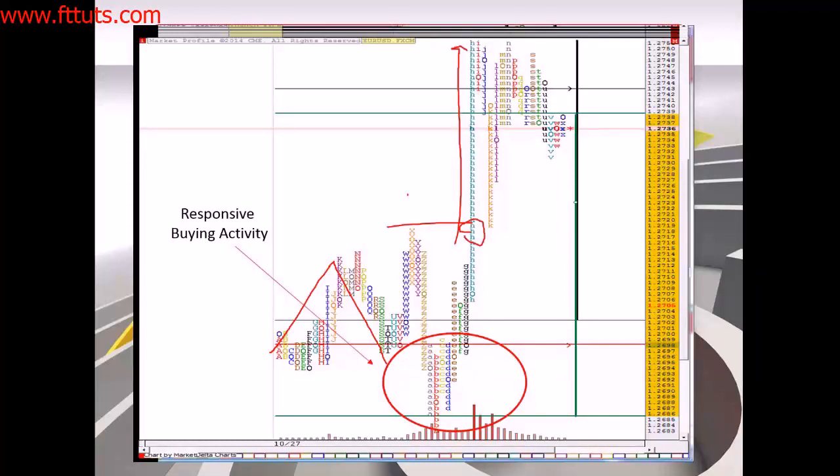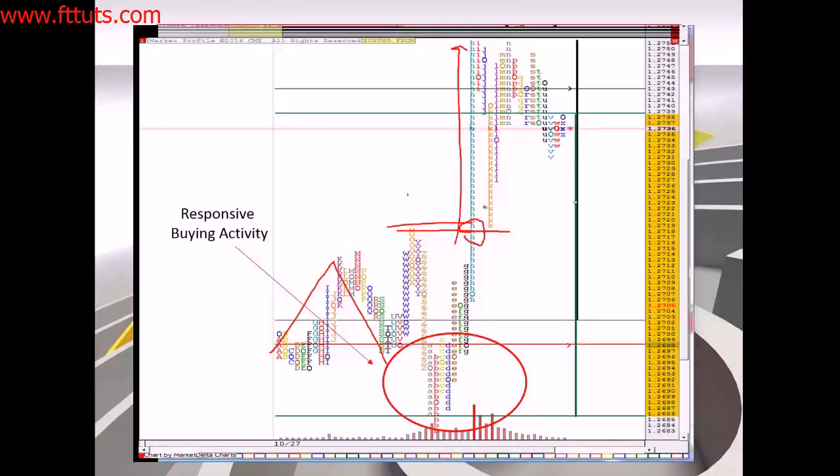Notice the level right there. See that? You see it so clearly on the profile when we do a split profile like that. And so K drops back and it doesn't get any lower than this high. That's another very bullish sign, and sure enough, L, M, N, P, Q, R, S, T, U, V, W, X, and this is where we end up closing the day.